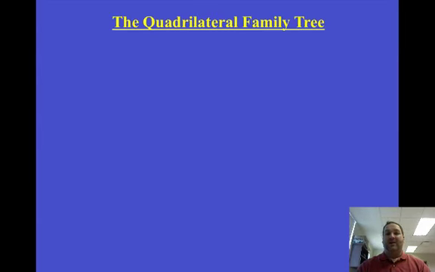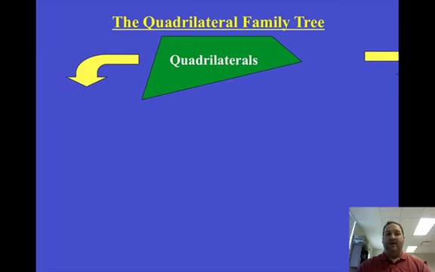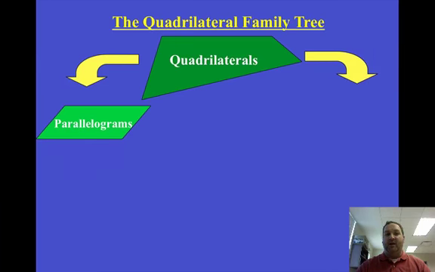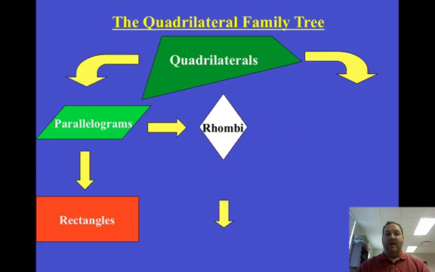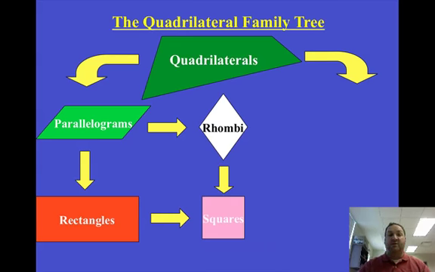Okay, now here's what we have so far. We have quadrilaterals, and we have our parallelograms, and then under parallelograms we have the rectangle and rhombi, and then the rectangle and the rhombi come together to make the squares. Okay, that's what we've done so far. Yours is probably laid out a little bit differently. I'm just trying to fit it all in this one PowerPoint slide here.